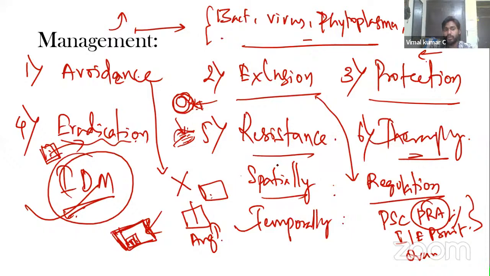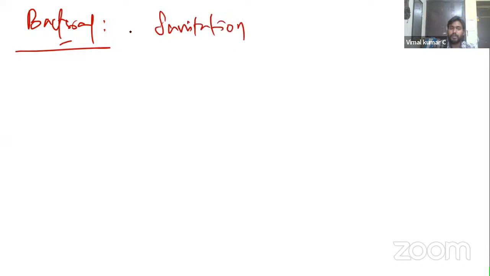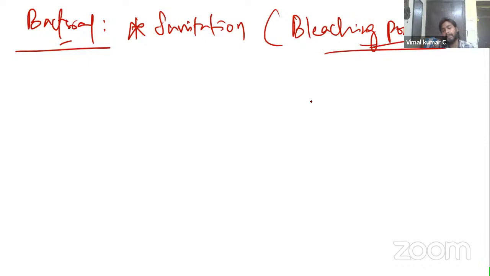So with respect to oilseeds, if you want to control the bacterial disease, what you can do is start with sanitation first. Sanitation is the most important criterion. For sanitation, you can go for bleaching powder. Especially in field crops, people won't use it. If it is a seed production unit, then it is economical, but usually people go for it in fruit crops. There they will go for the bleaching powder, right?